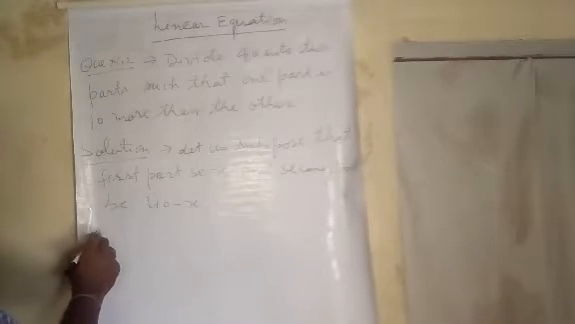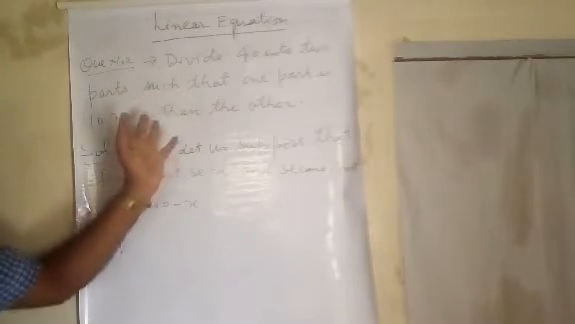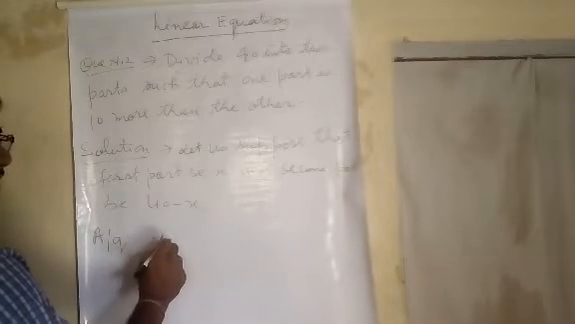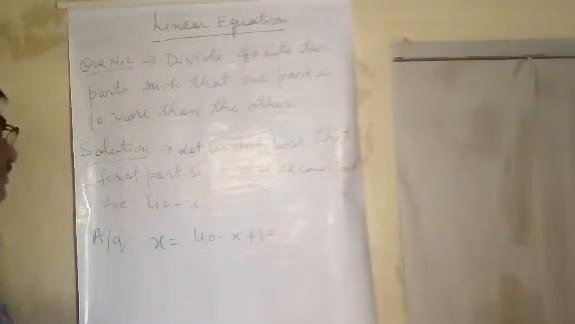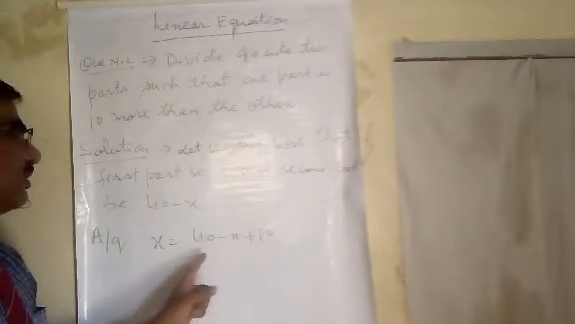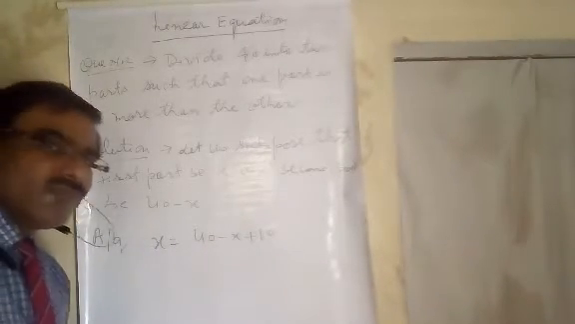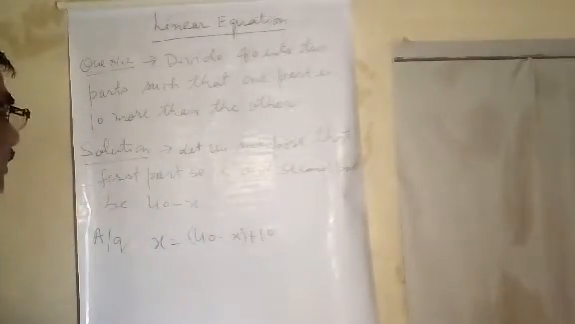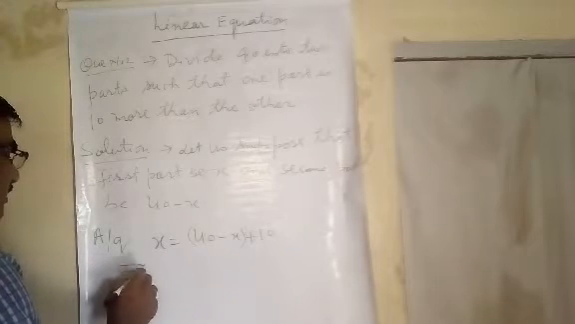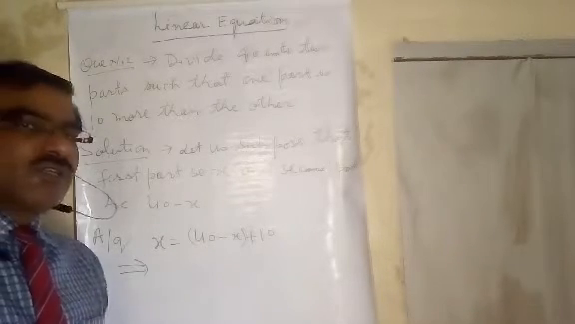Now according to the question, one part is 10 more than the other. So let us suppose that x equal 40 minus x plus 10. x is 10 more than the other part 40 minus x, because here the other part is 40 minus x. This is the form of a linear equation.